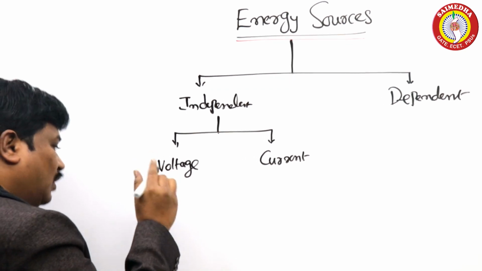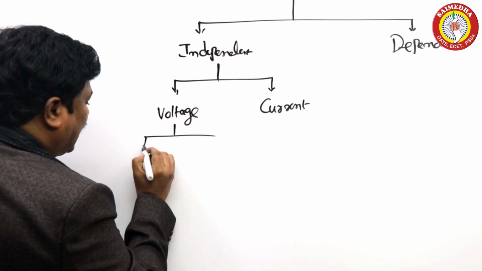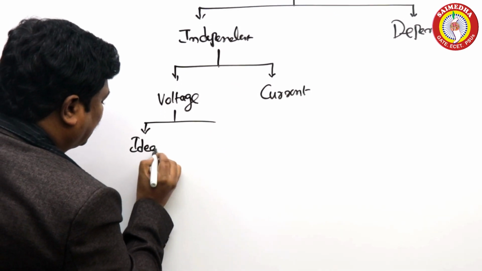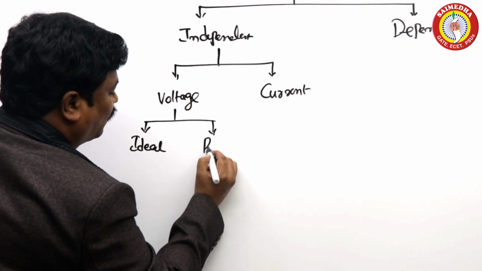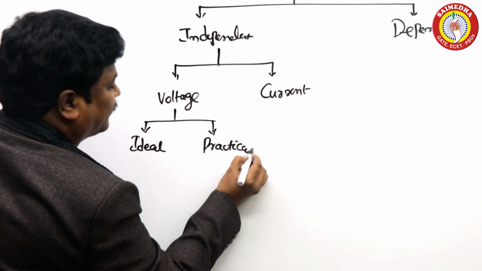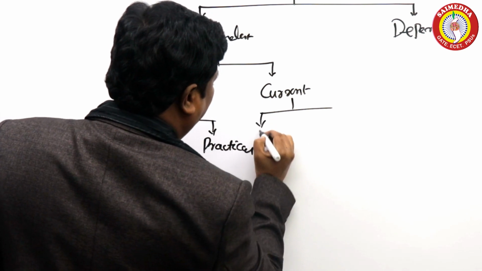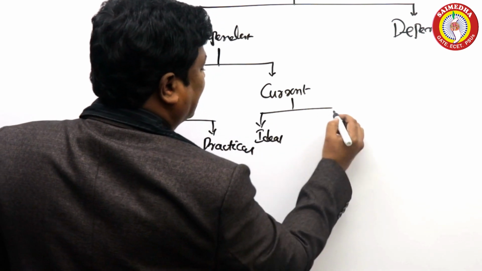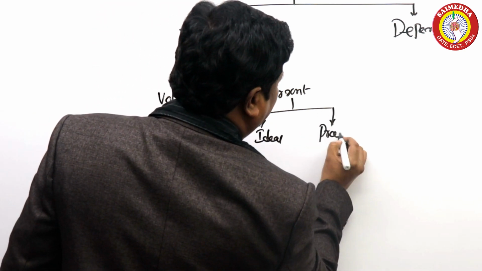And in the voltage source, we have an ideal voltage source as well as a practical voltage source. Similarly, current source also has an ideal current source and a practical current source.